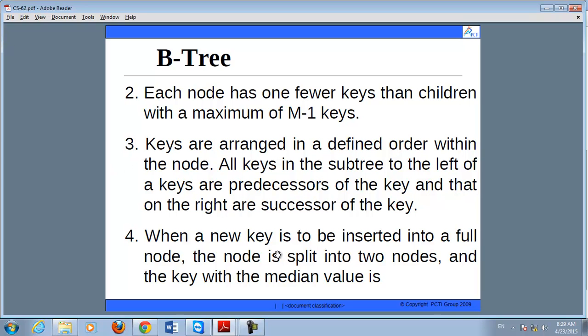When a new key is to be inserted into a full node, then the node will be split into two nodes. जैसे ही आप कोई value insert करेंगे, suppose there is an order 4. It means a particular node can contain a total of 3 values. 3 means 4 minus 1 values. जैसा कि आपने इस condition में देखा, a particular node can contain m minus 1.